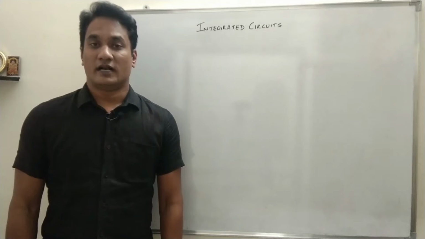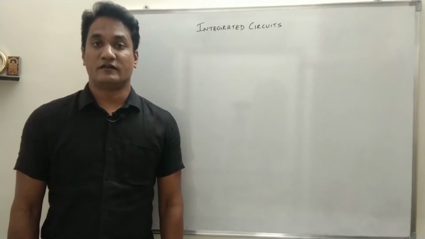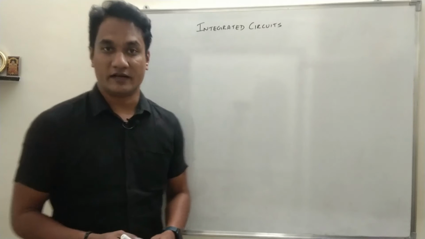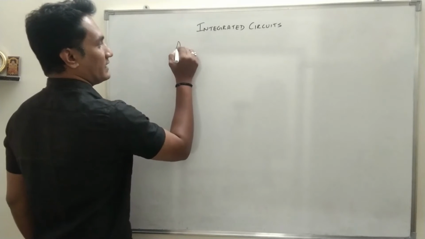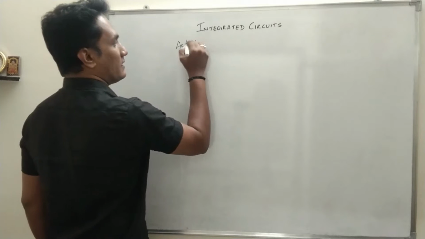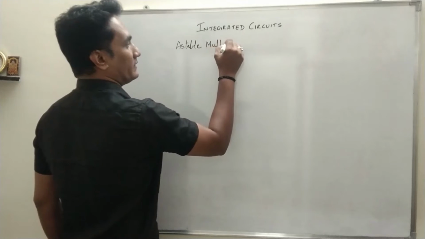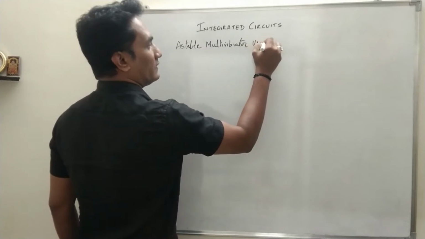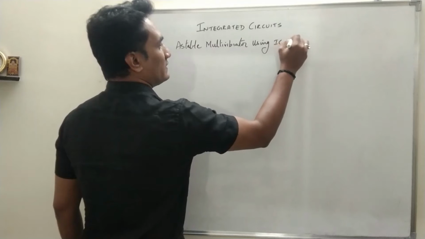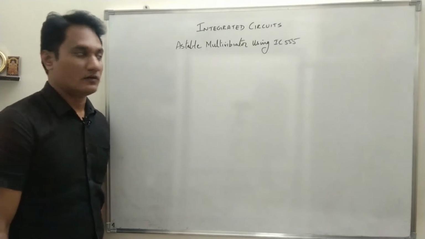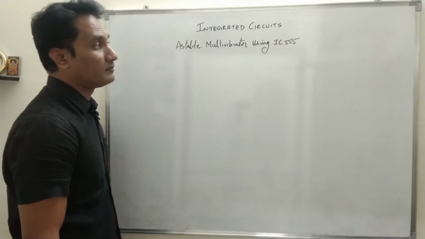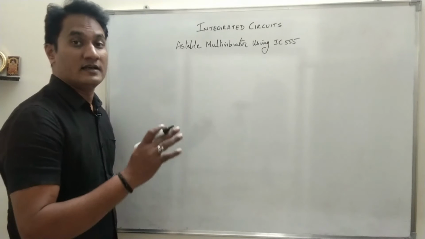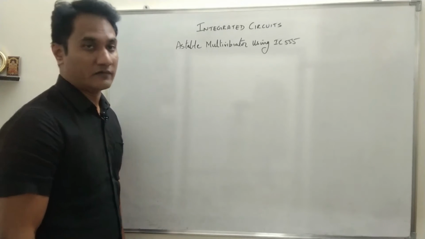Next, we will try to understand the second application of IC 555, that is astable multivibrator using IC 555 timer. Okay, so it is astable multivibrator using IC 555 timer. First we have to go to the basic internal schematic diagram of IC 555 timer.